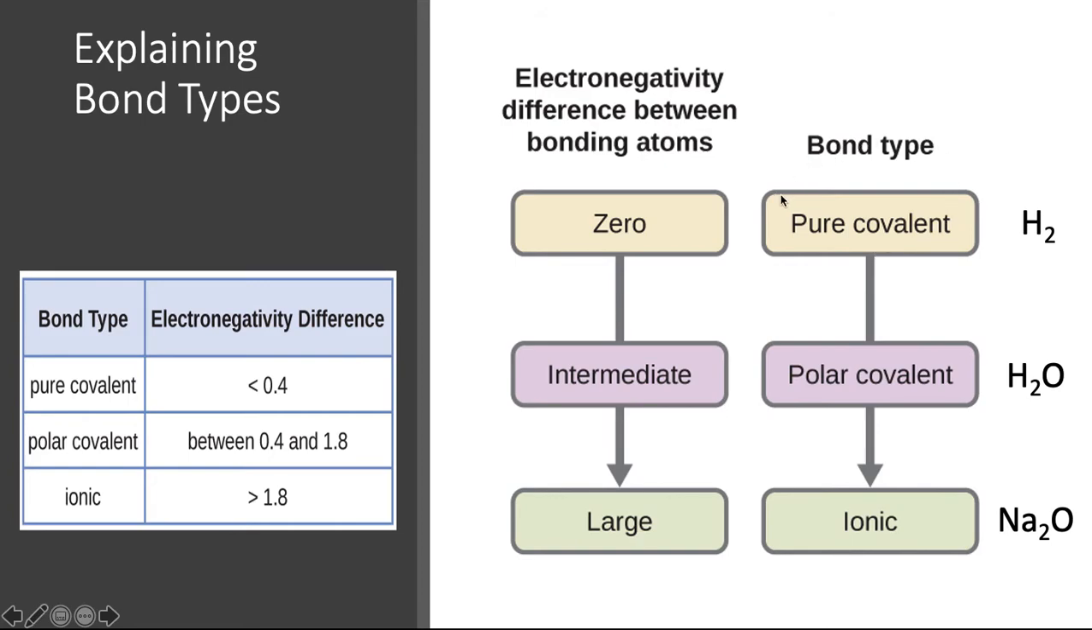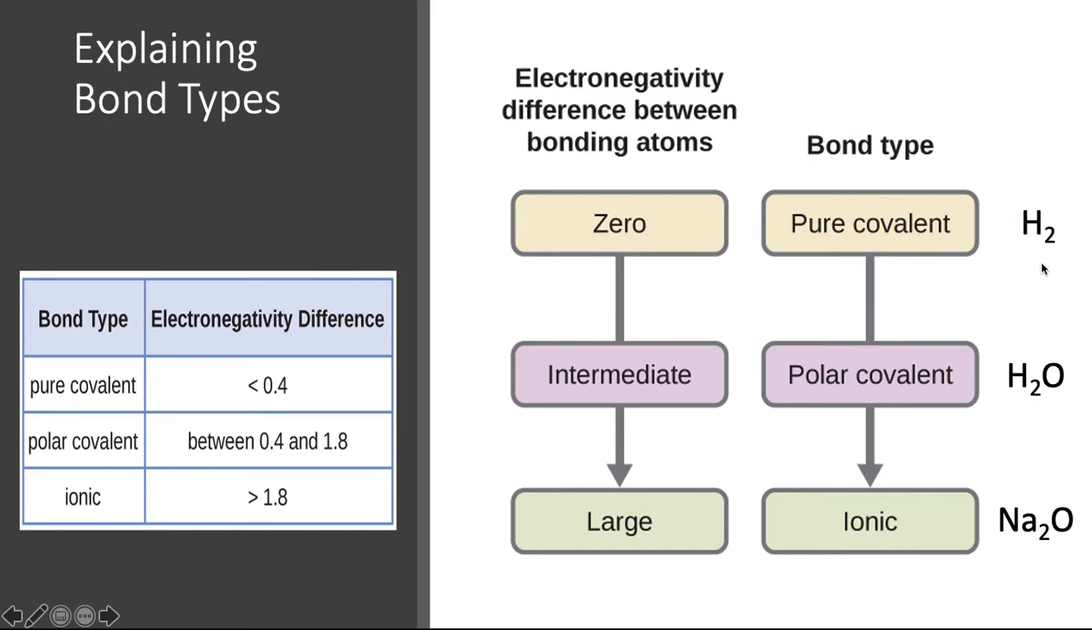If a bond type is pure covalent, the electronegativity difference between bonding atoms is zero. This only happens if we have diatomic molecules that are made of the same element. Hydrogen, for example, H2, O2, F2, I2, etc.